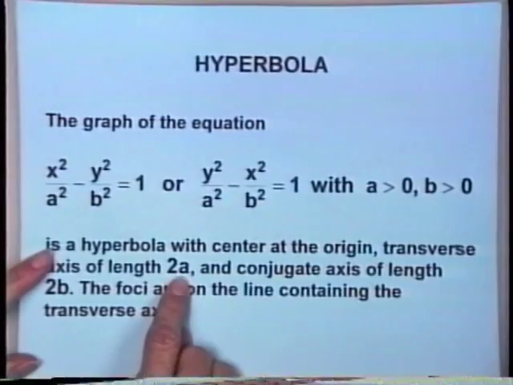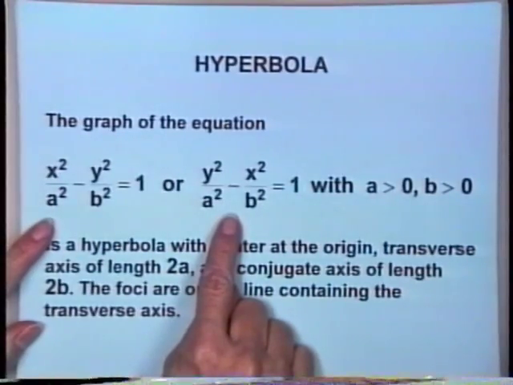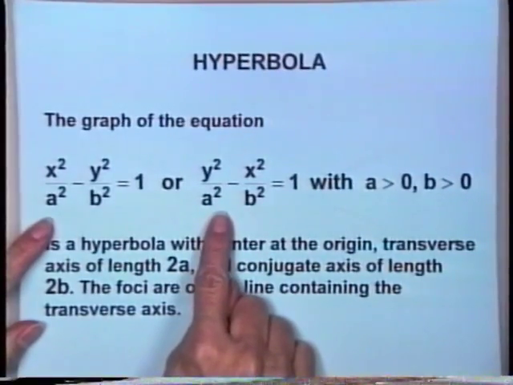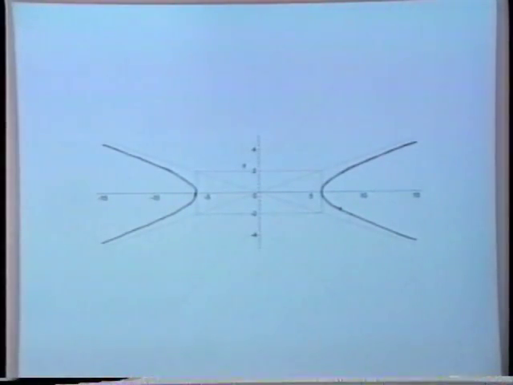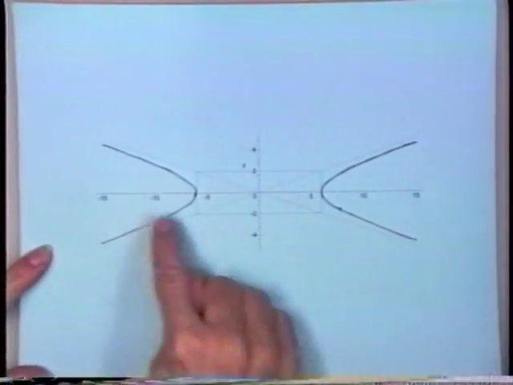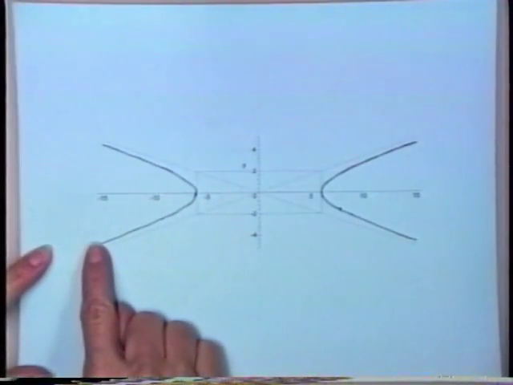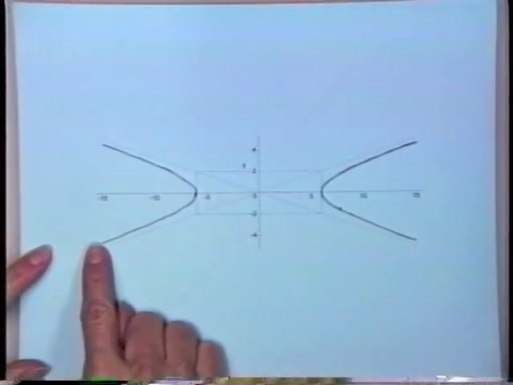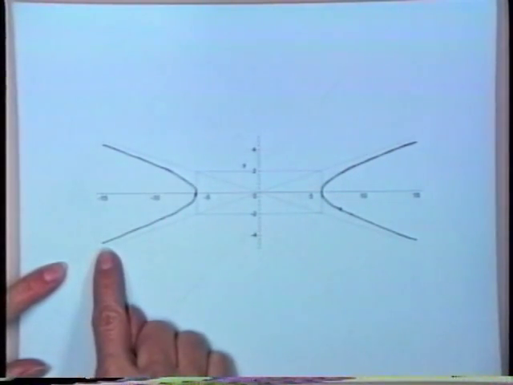Now, what's the difference in the graphs? With ellipses, it depended on whether a was under x or y in terms of whether the ellipse was elongated vertically or horizontally. Let's look at a graph, and I'm going to talk about the difference between these two equations. The first graph that I have for you looks like this. Now, this is your y-axis and your x-axis. These dark lines here are actually the graph of a hyperbola. You'll notice that a hyperbola looks sort of like two parabolas going in opposite directions, if you will.